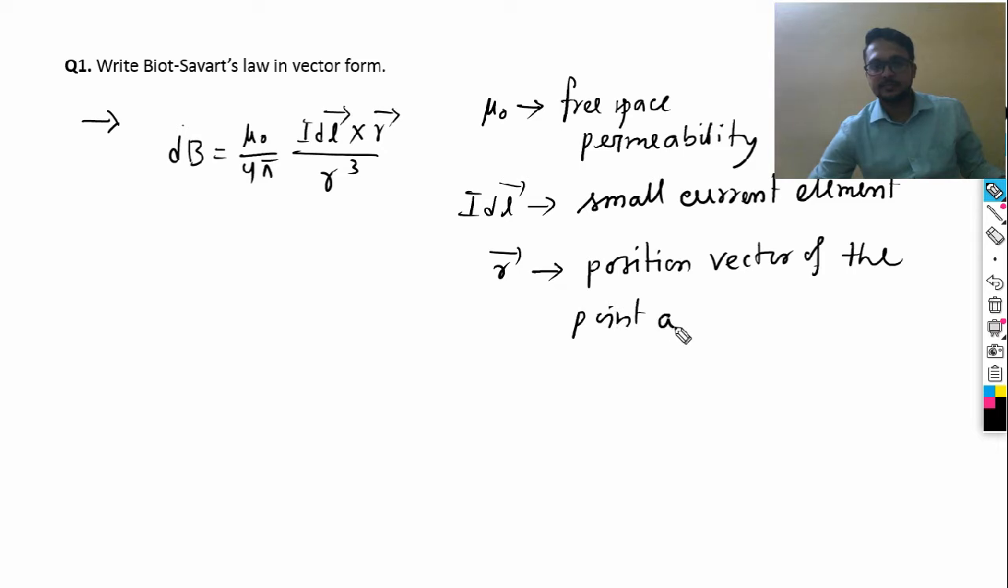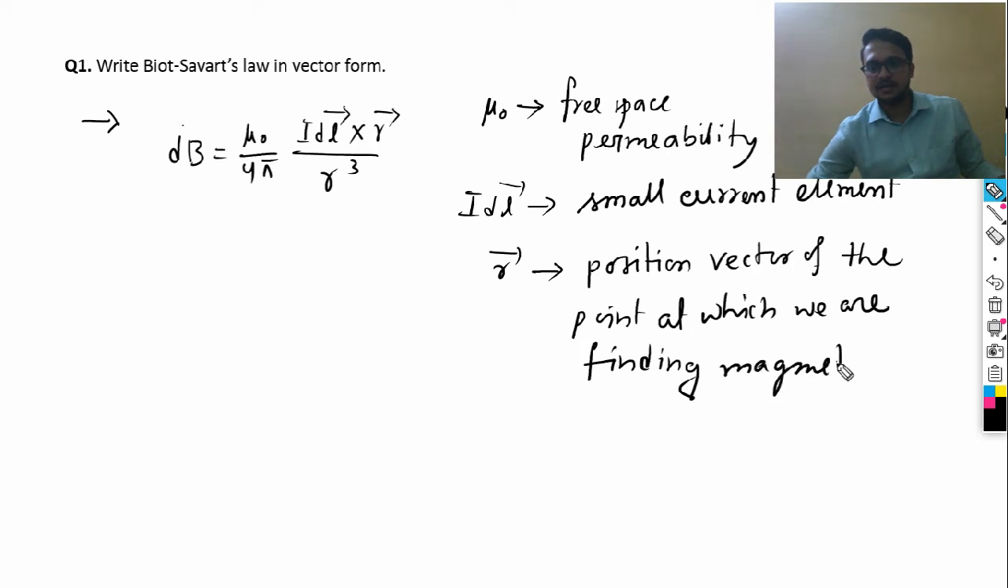at which we are finding magnetic field. This much you write: the point at which we are finding magnetic field. Sometimes this question you can get in MCQ. This is in elemental form.